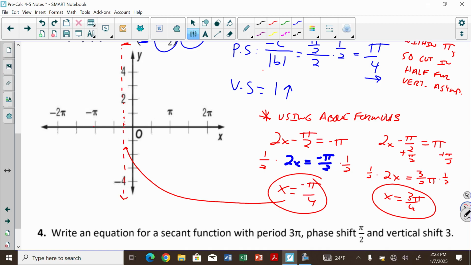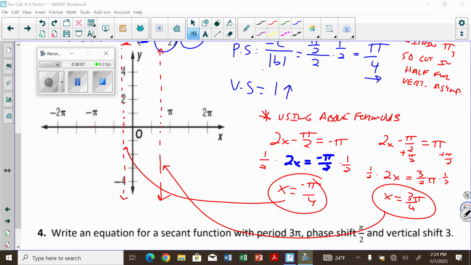Because if this is negative pi, this would be negative half pi, so negative pi over 4. And then this one, 3/4 pi, is going to go right here. Or would be that one, okay? So those would be my asymptotes. Now, there would then be one every section like that. So as we continue on with graphing this, that kind of gets us started.